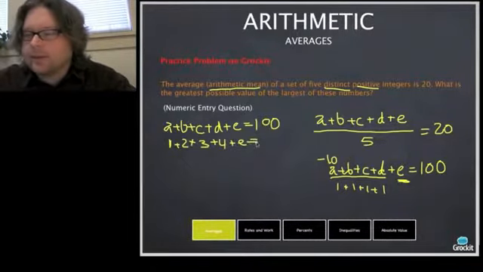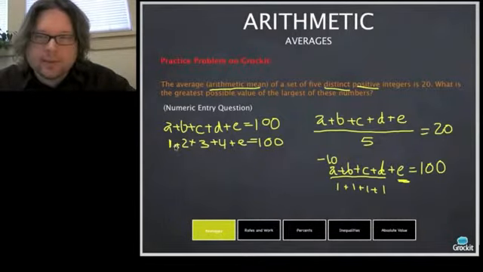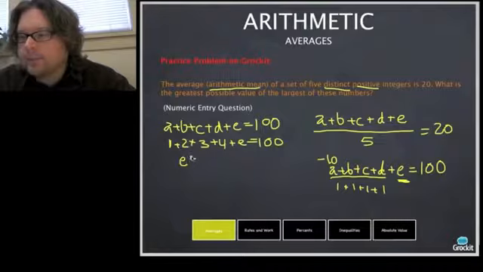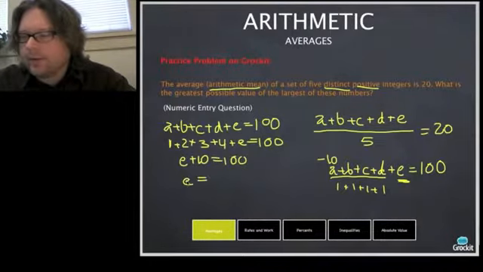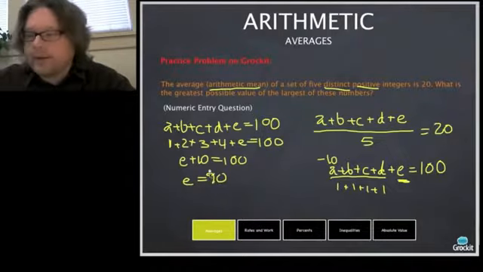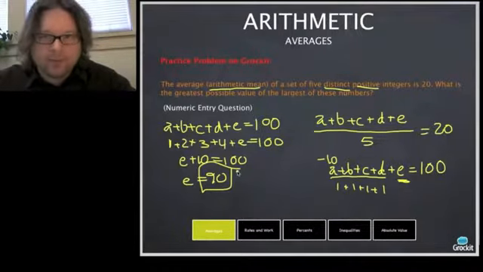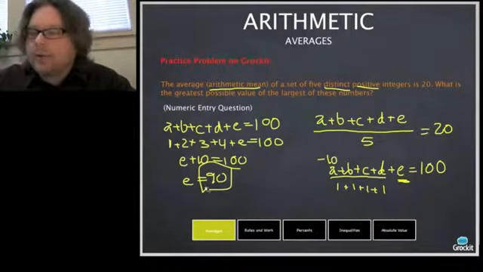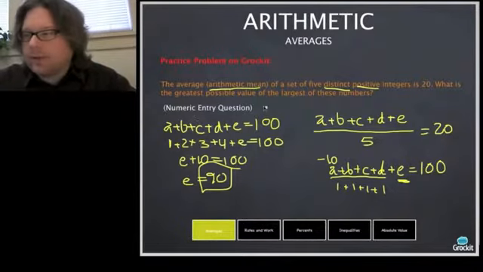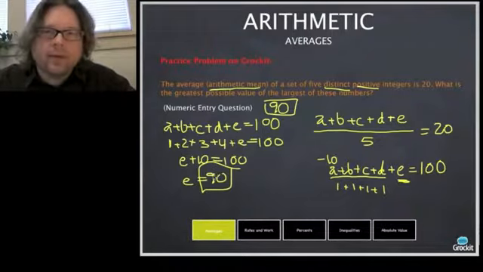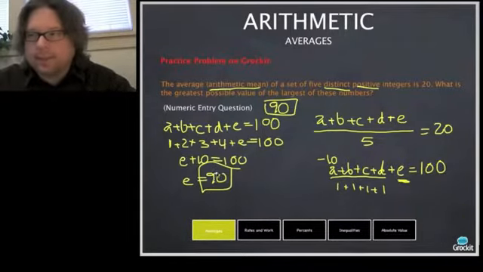E is our mystery guest. Those still add up to 100. So 4 plus 3 is 7, plus 2 is 9, plus 1 is 10. So E plus 10 equals 100. E therefore equals 90. So if we were using the calculator, we would transfer 90 into the numeric entry box. The largest possible value of the largest number is 90.